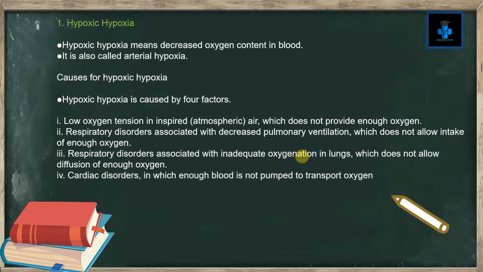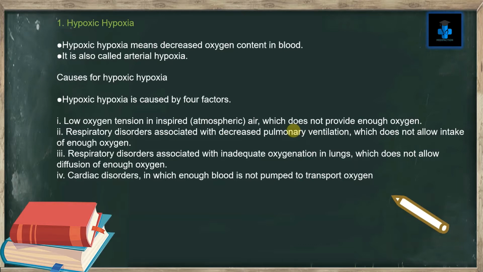Let's go in detail. Hypoxic hypoxia. Hypoxic hypoxia means decreased oxygen content in blood. It is also called arterial hypoxia. Causes of hypoxic hypoxia. Hypoxic hypoxia is caused by four factors: number 1, low oxygen tension in inspired or atmospheric air, which does not provide enough oxygen.